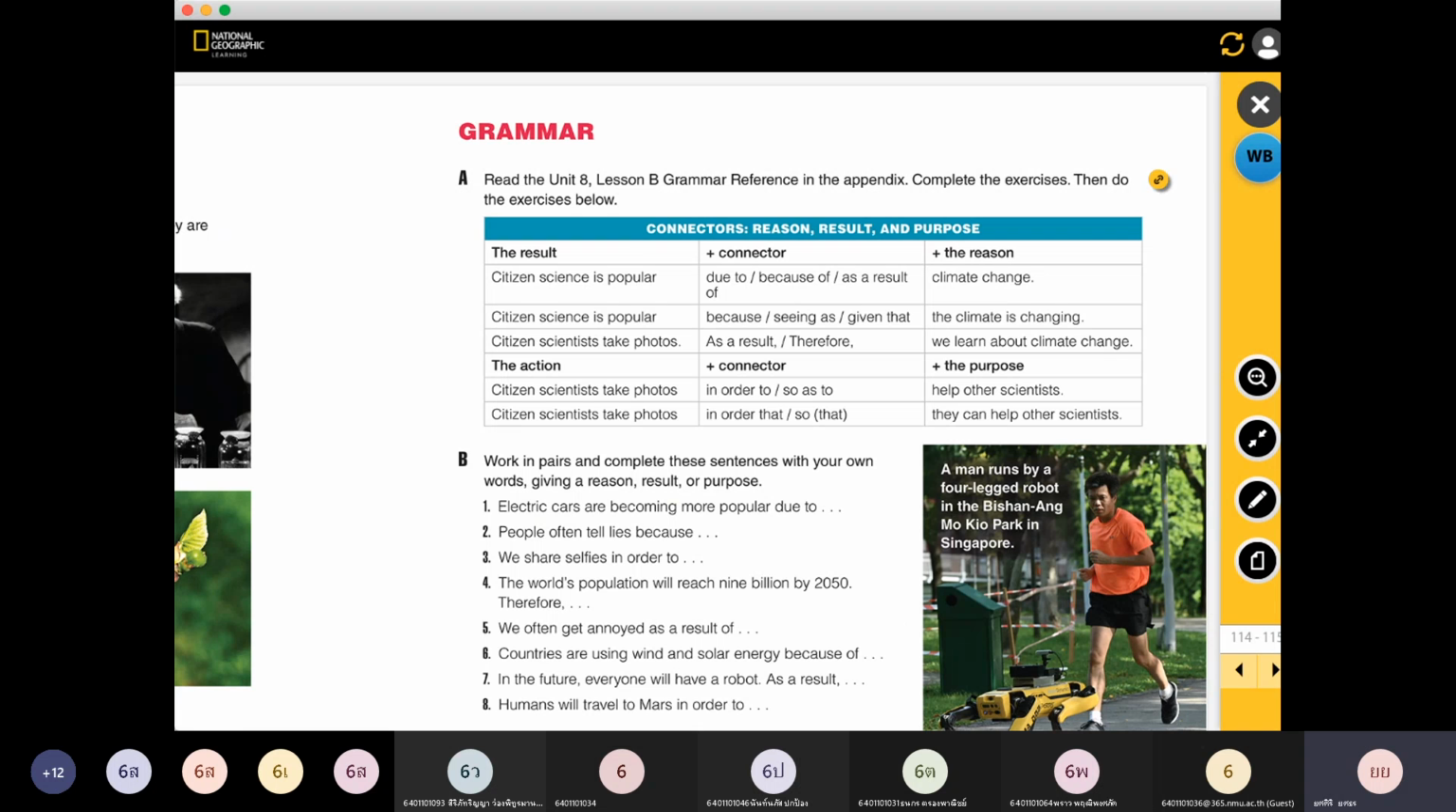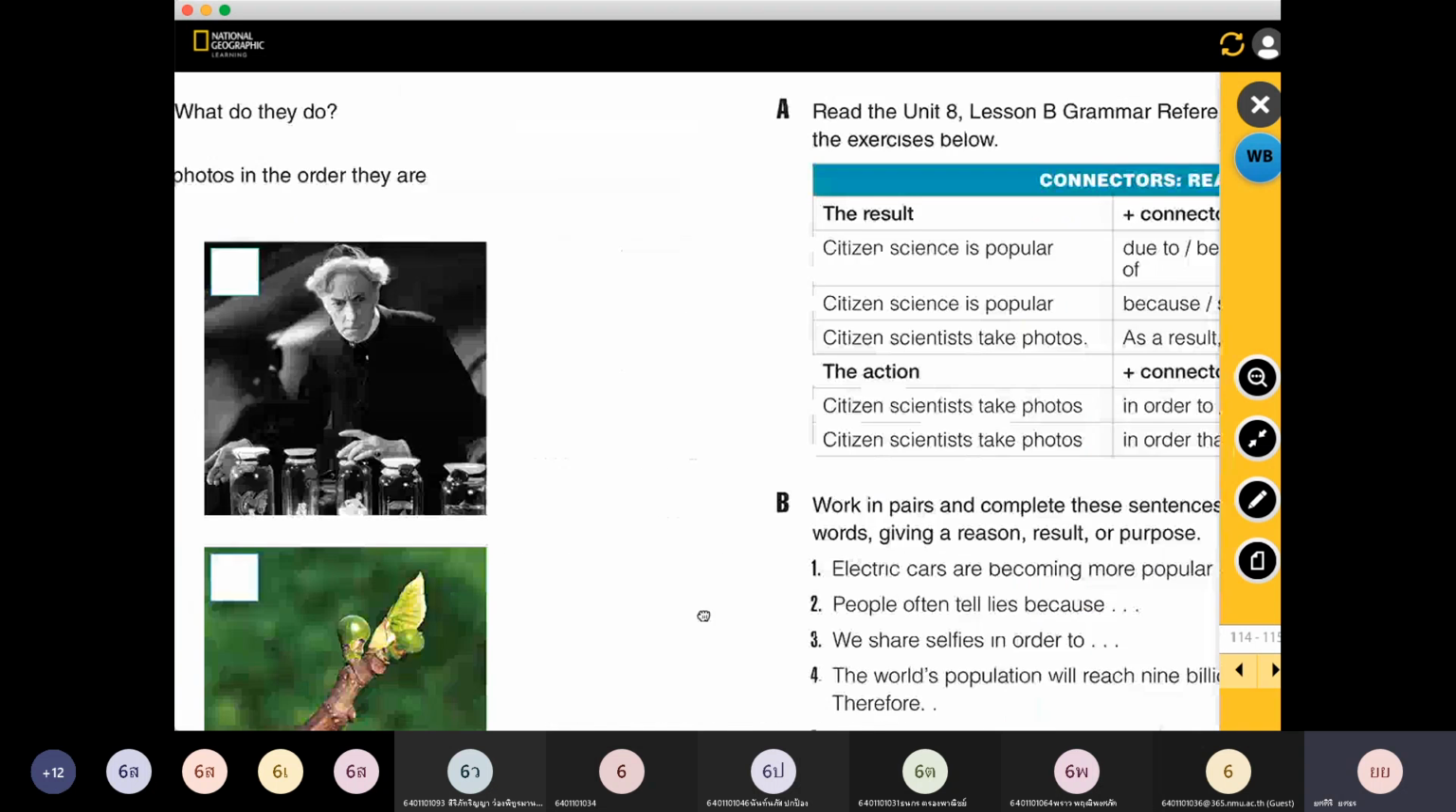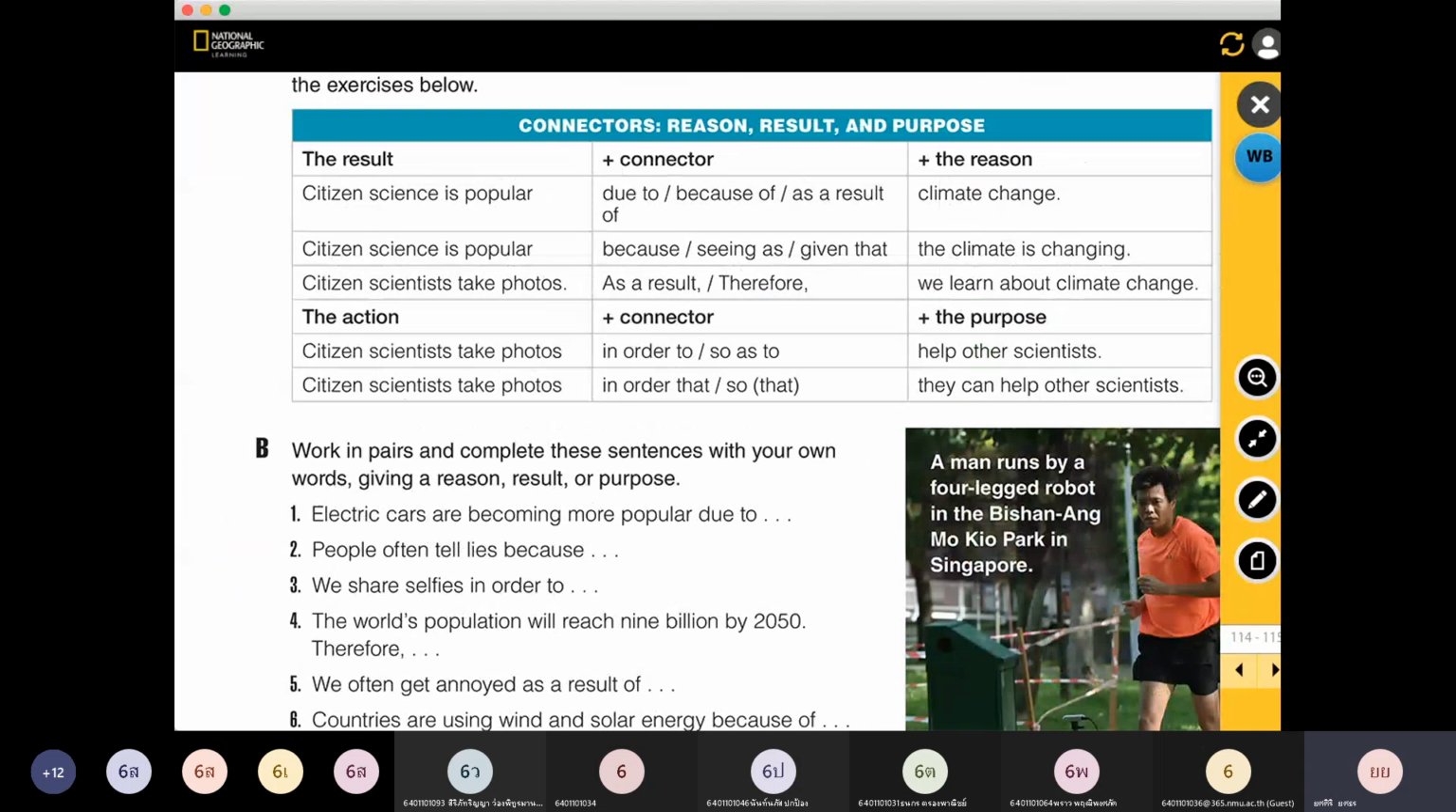As you can see, if you want to focus on the result first, you can say, for example, the first one: that citizen science is popular due to... Now you can use the connectors here. There are different connectors, like due to, because of, because, as a result. If you want to focus on the result first, you can use these connectors in order to connect the result with the reason.